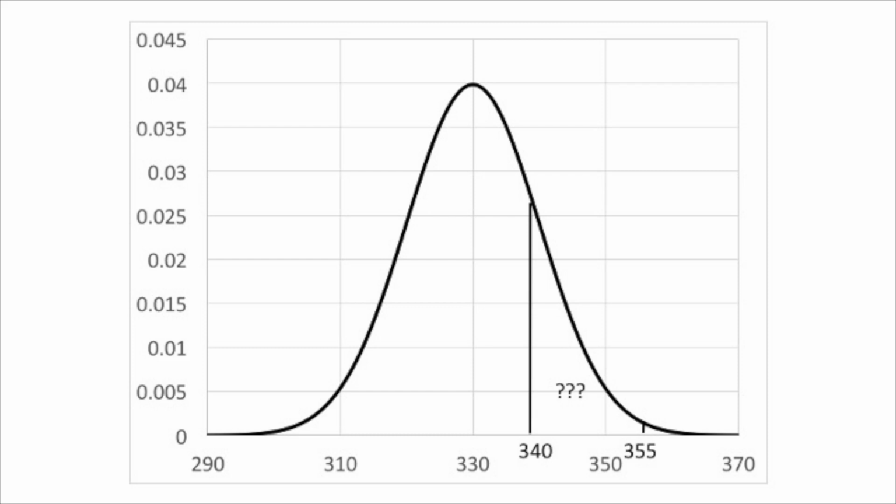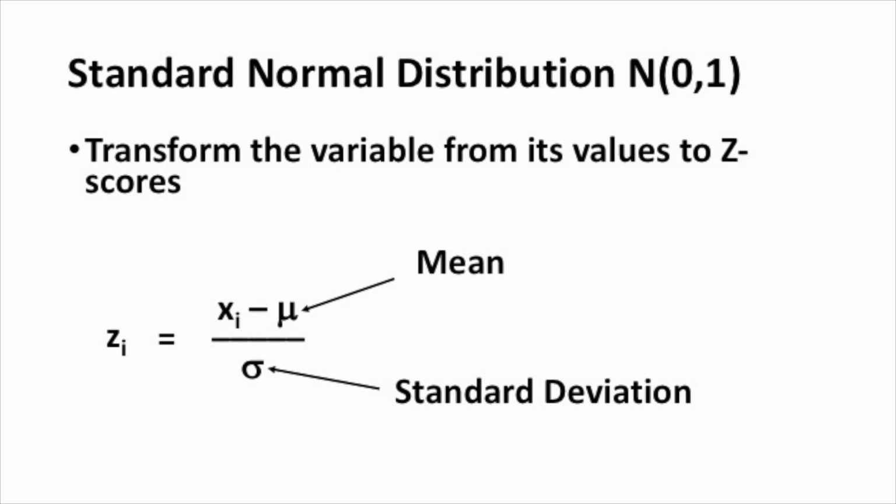So of course, a normal distribution is characterized by its mean and standard deviation. You see the center of the distribution is 330, which is the mean. I put in a couple of lines for 340 and 355 pounds. Of course, I put in question marks because we don't know the percentage of the distribution yet that falls between those two weights. So we will take the values from our distribution and transform them into z-scores.